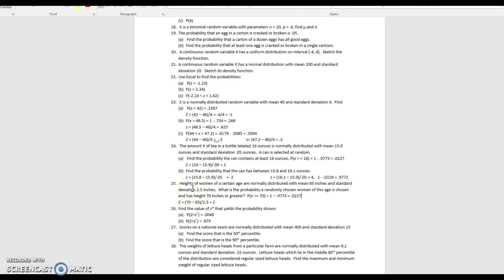All right, so for number 26, we want to find the value of z star that yields the probability shown. Now, notice here we already have the probability, so we're going to go backwards. Remember that our Excel gives us less than values. So here, really, all we need to do is go backwards, and whatever we get will be the correct z value. So let's put 0.004 into our norm.inverse function, and we'll get back the proper z value there.